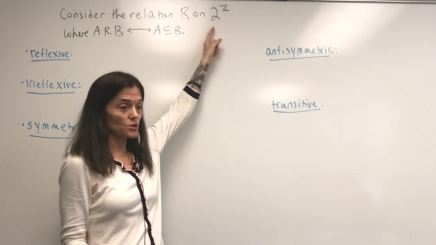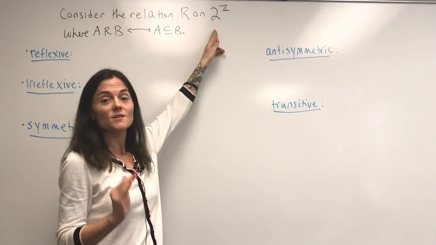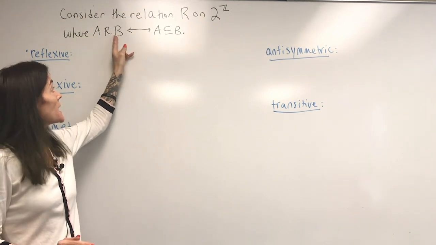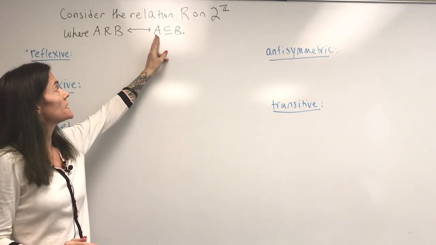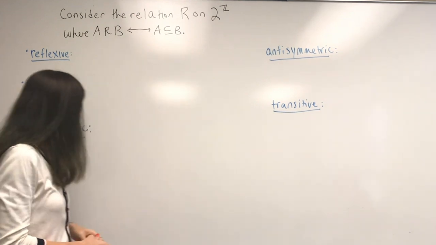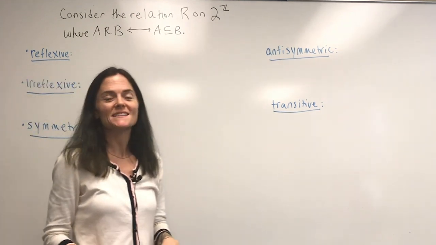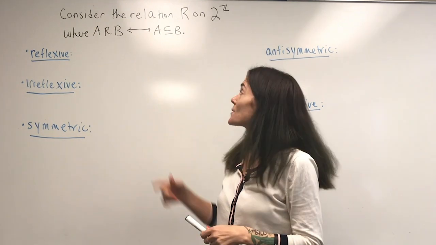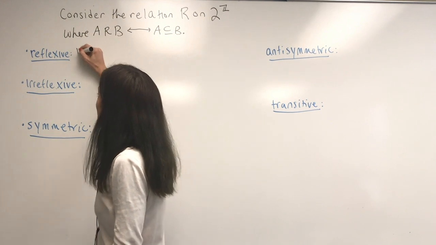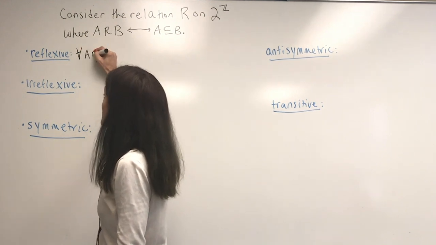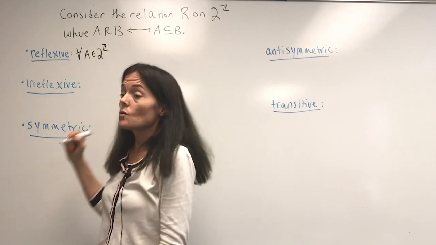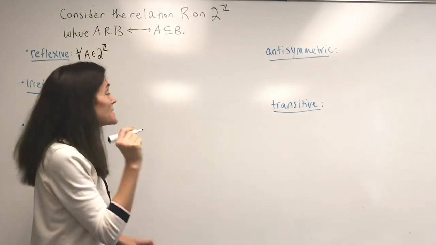set of the integers. So this set contains all subsets of the integers. And we say one set is related to another set provided A is a subset of B, okay? And we would like to figure out which of the 5 properties this relation satisfies. Well, first of all, reflexive would say for every subset, we need A to be a subset of A.